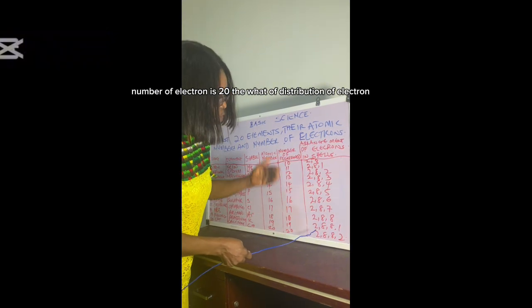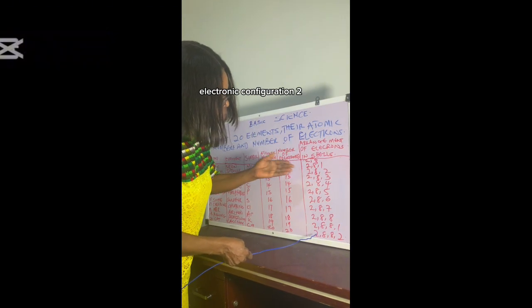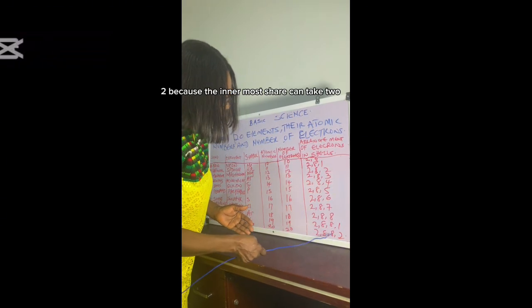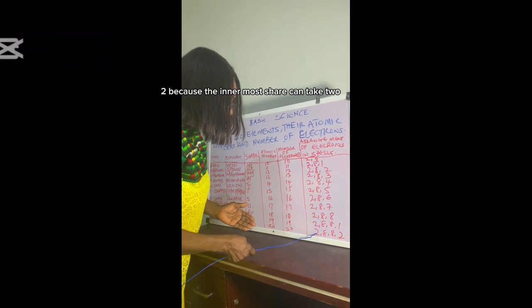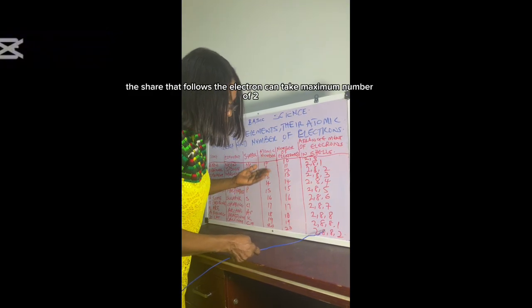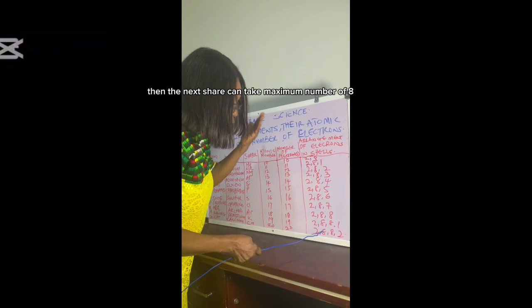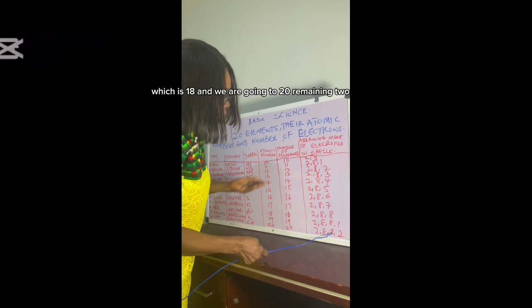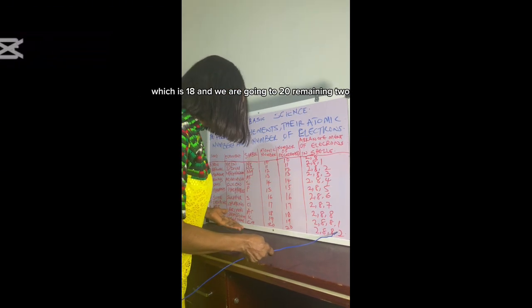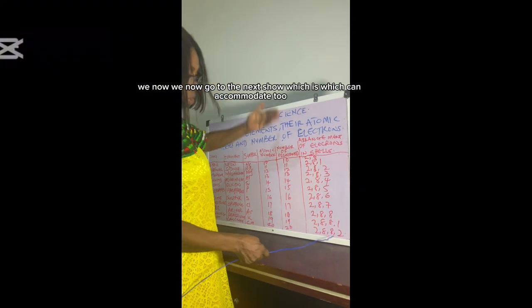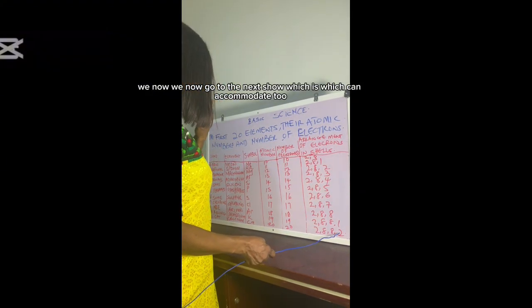Then what of the distribution of electronic configuration? 2, 8, 8, 2. The innermost shell can take 2. The shell that follows can take a maximum of 8, which is 10. The next shell can take a maximum of 8, which is 18. And we are going to 20. The remaining 2 will now go to the next shell, which can accommodate 2.